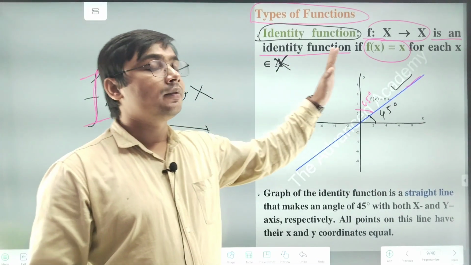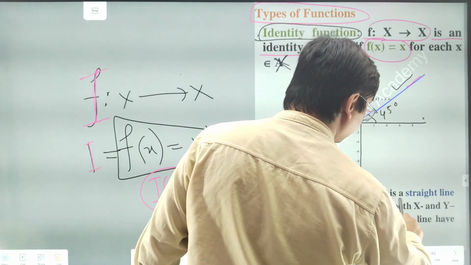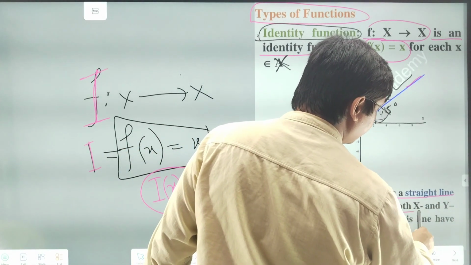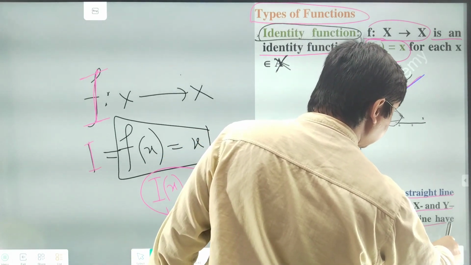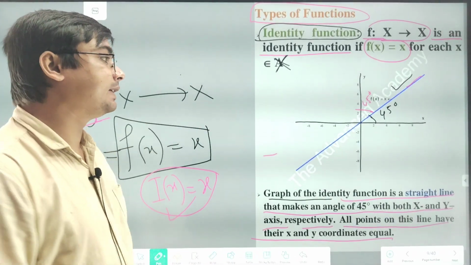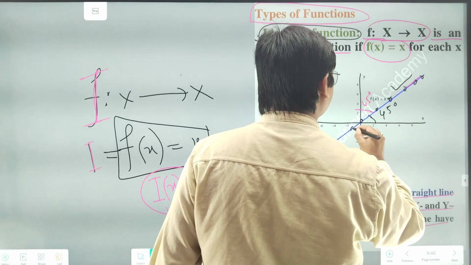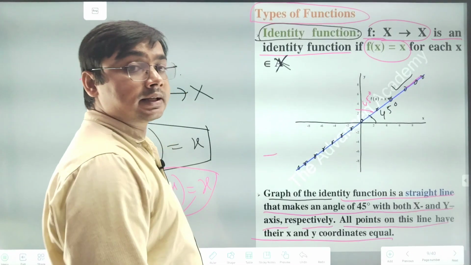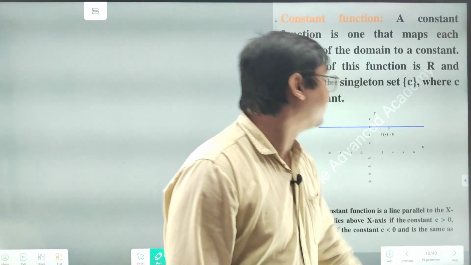So the graph of the identity function, you see here, is a straight line that makes an angle of 45 degrees with both the x and y axes respectively. All points on this line have their x and y coordinates equal, okay? In this line, take any one point, all the points have the same x and y coordinate. Yes, so this is the graph of the identity function.